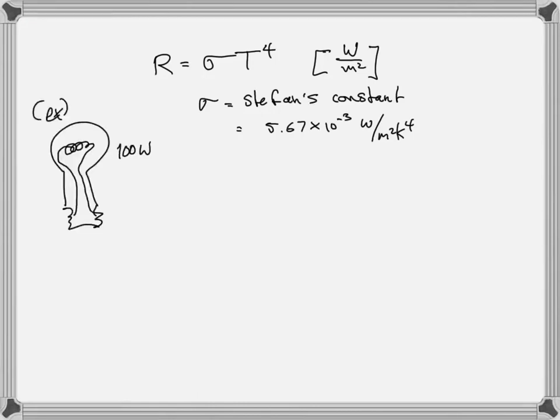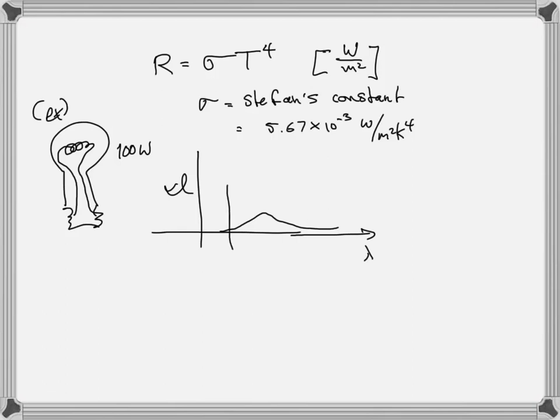Okay. Let's say we have a 100-watt light bulb as an example, and let's look at the radiation curve of the 100-watt light bulb, the intensity per unit wavelength versus wavelength, and it looks something like this. The total power per unit area is the area under the curve.